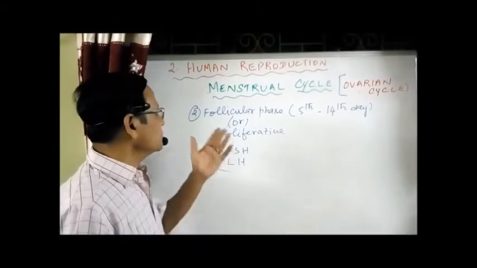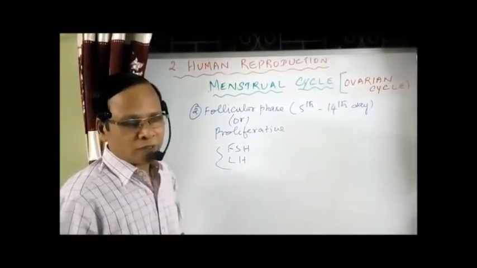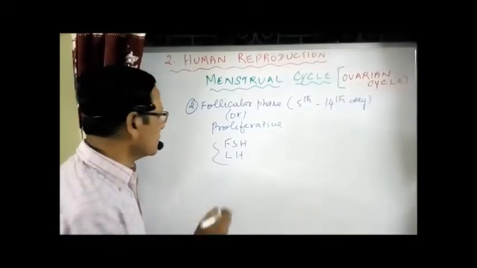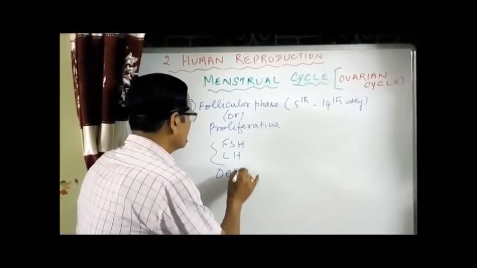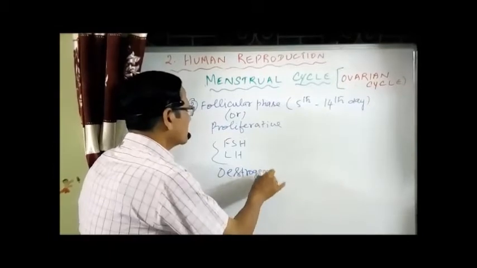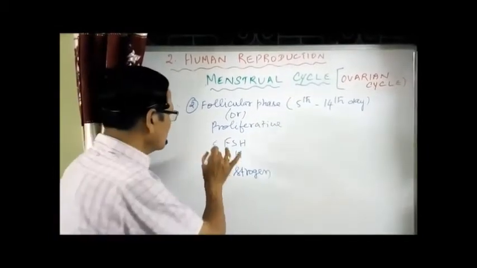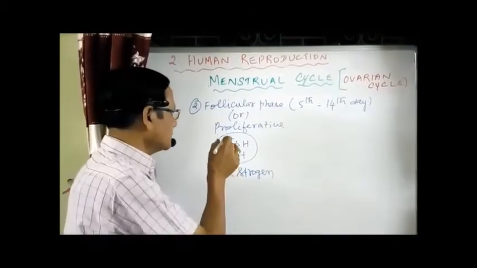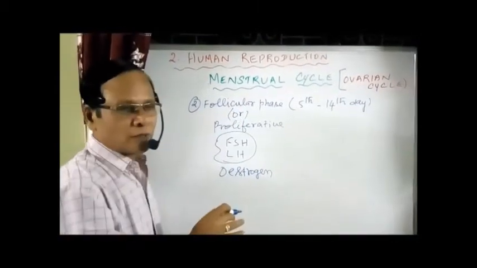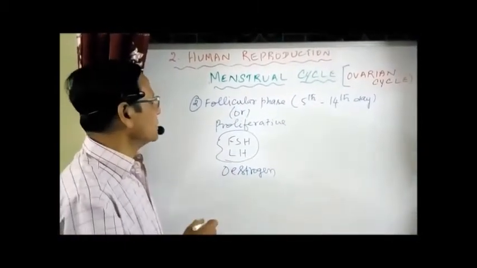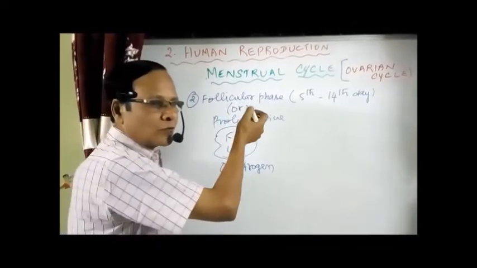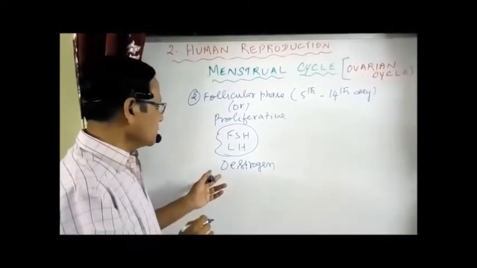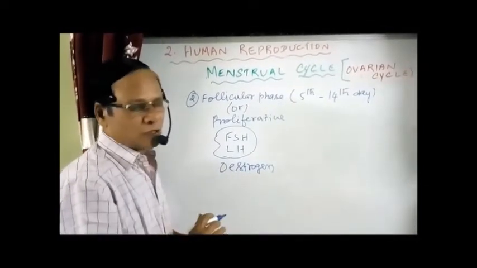The follicular phase also stimulates the release of the female sex hormone, estrogen, by the follicle cells. The hormones which are increasing in level, FSH and LH, are both responsible for the proliferation of the uterine endometrium as well as the growth of the follicles into mature follicles, the Graafian follicles. They also stimulate the secretion of estrogen.